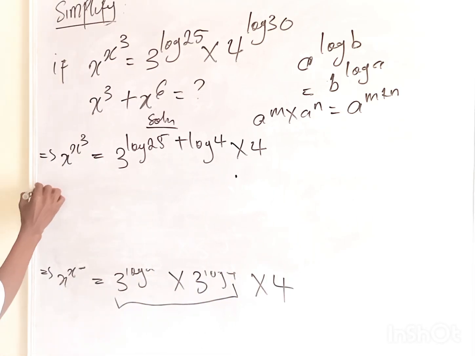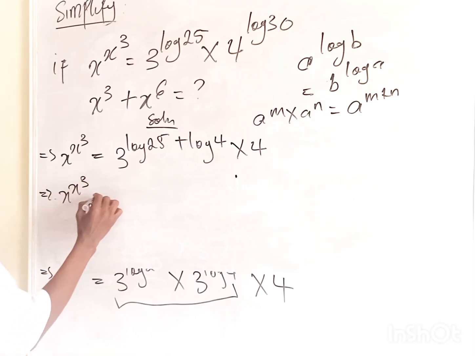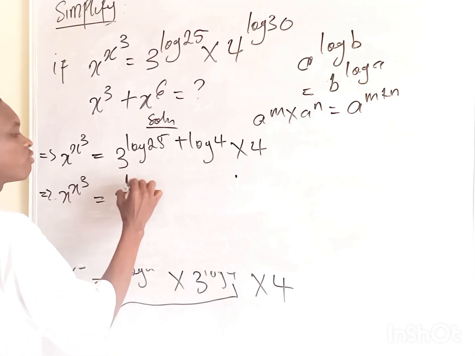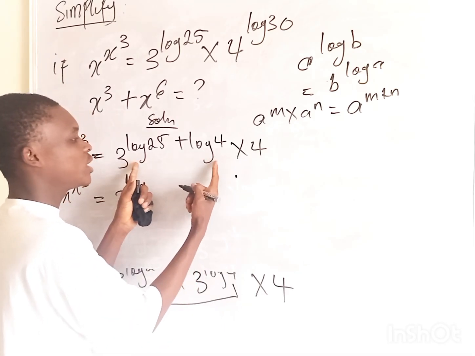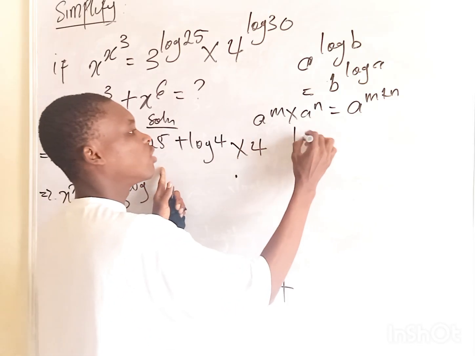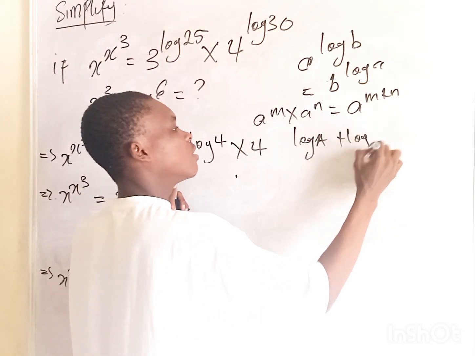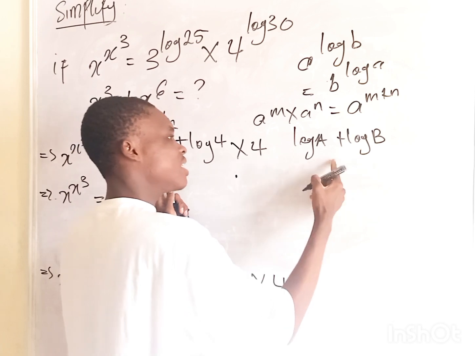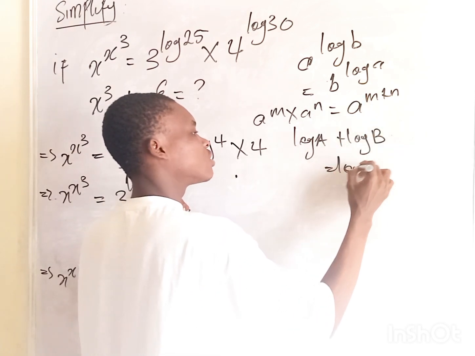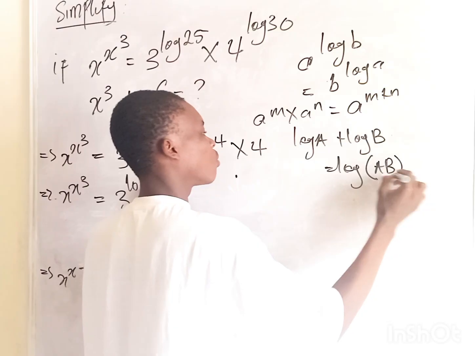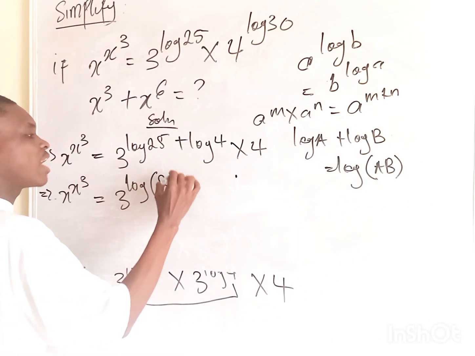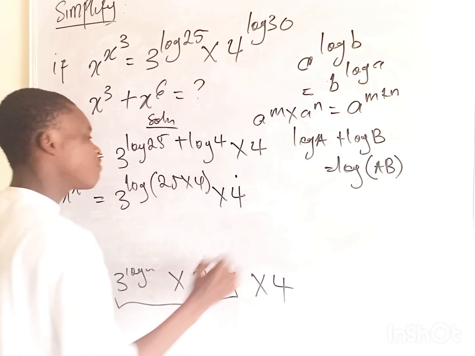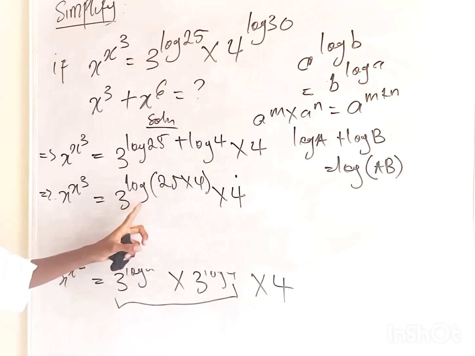All right, let's go. So from here, clearly, what can we see? This implies that x to the cube equals 3 raised to the power of log. Now, from the laws of logarithm, we say that whenever we are adding and the two bases are the same, we take one of the base and multiply the logs together. That means if we have log a plus log b, since we are multiplying and the two bases are the same, we take one of the base and multiply the logs. So log a times b gives us log ab. So clearly, that's what we are going to do here. So if you take one of the base, we have 25 times 4.